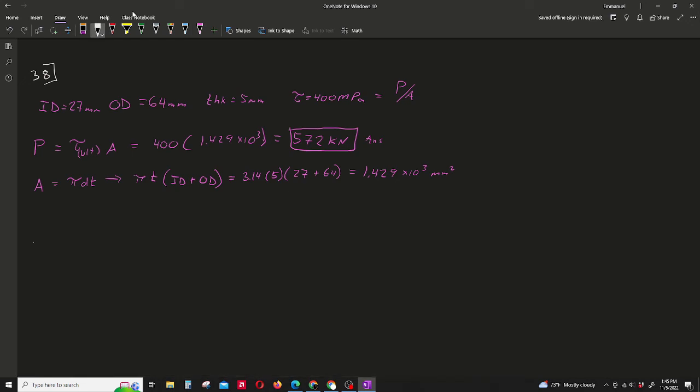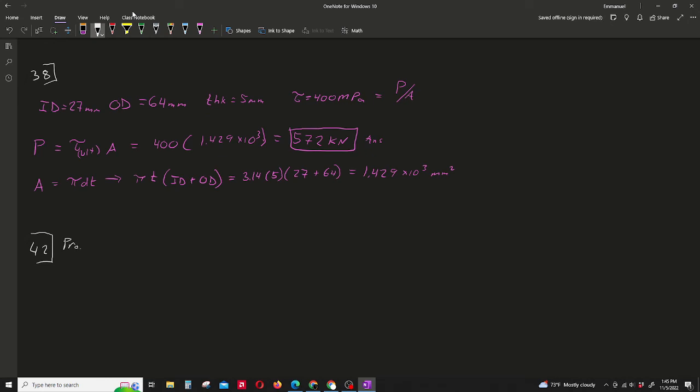42, and the last one is 51. 42, we have a 25 millimeter diameter aluminum rod, 3 meters long, is subjected to an axial tensile load of 67 kilonewtons. Assume that a proportional limit is 207 megapascals. Compute the stress, strain, and the total elongation.